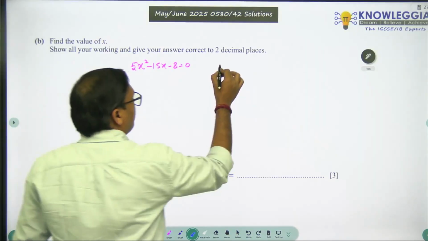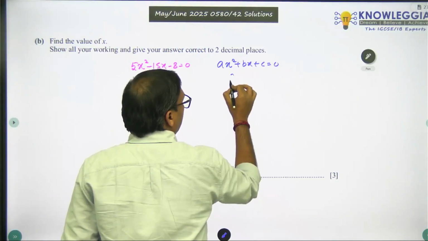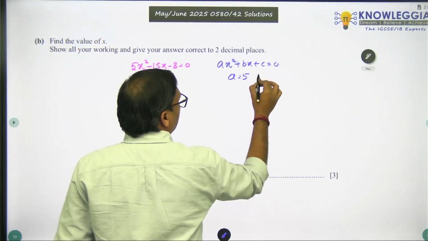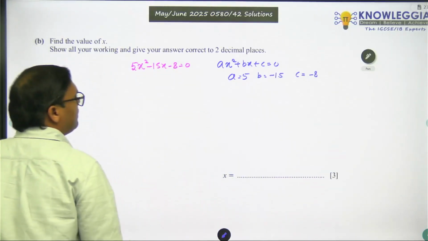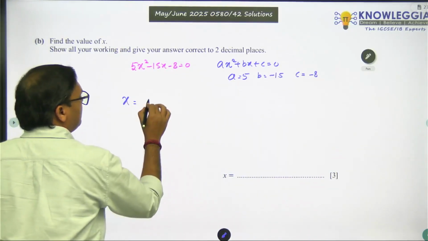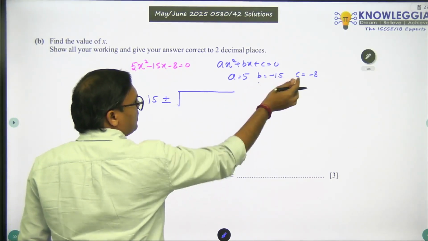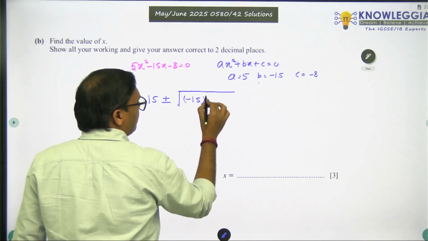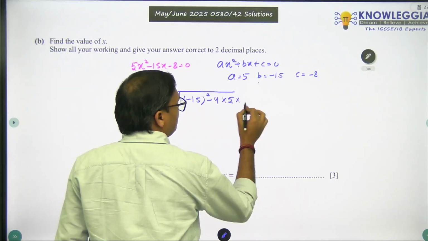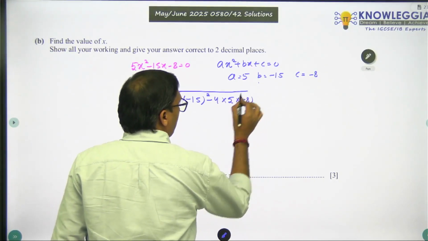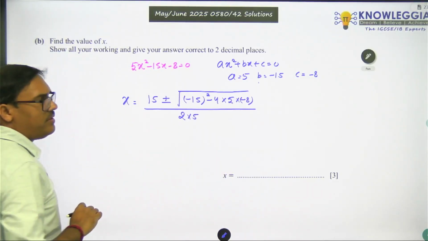So what is the value? We have ax square plus bx plus c. You can see a is equal to 5, b is minus 15 and c is minus 8, right? So x is minus b plus minus the square root of b square, so the square of minus 15 square, minus 4ac. A is 5 and c is negative 8, upon 2a. This is the formula which you have to apply.